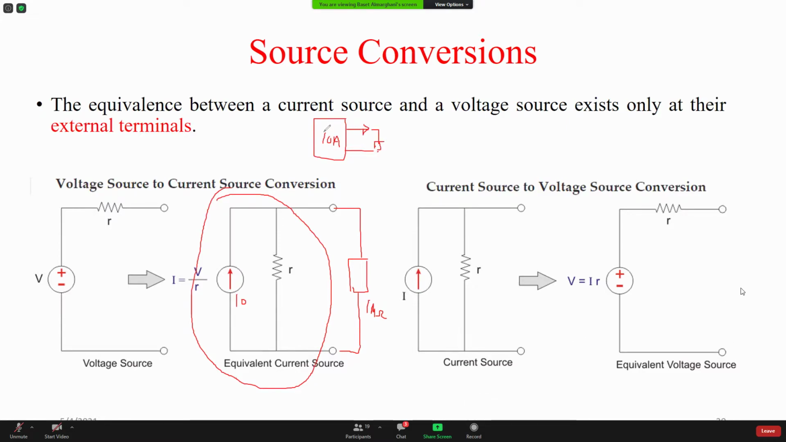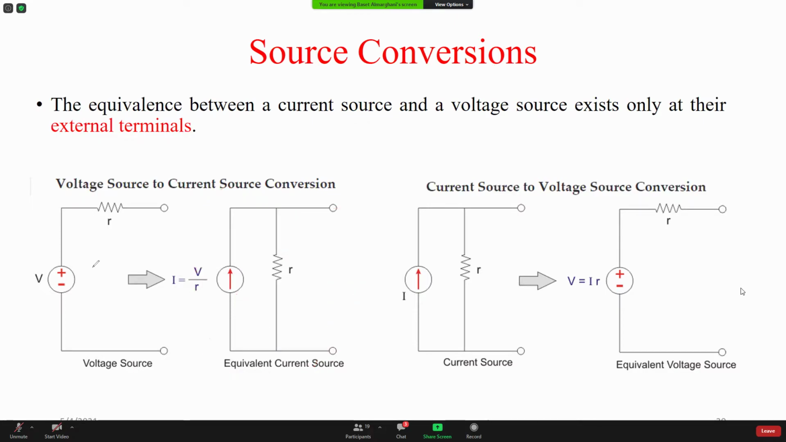So what happens? This 10 is not all coming out. Some of it will be lost inside, in a parallel resistance. It's the internal resistance, inside the source. So this is the equivalent circuit for a current source, and this is the equivalent circuit for a voltage source. Now, how can I convert this into this one? Pretty easy. You just take the resistance from series to parallel.